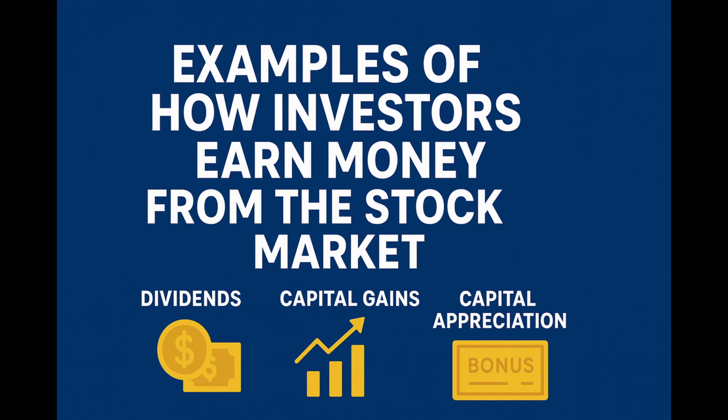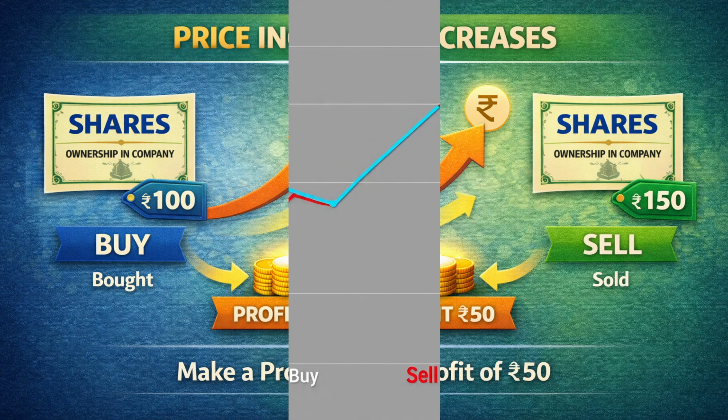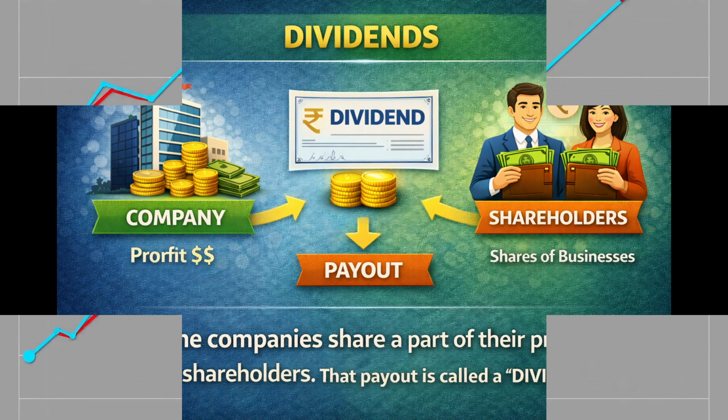So the answer is there are two main ways to earn money from the stock market. One is when the price increases and the second one is dividends. Talking about price increases, for example, you buy a share at 100 rupees and after some days the price of that share increases to 150 rupees and you sell that share at 150 rupees, so you make a profit of 50 rupees. This is a type of earning from the stock market when the share price increases from which you bought.